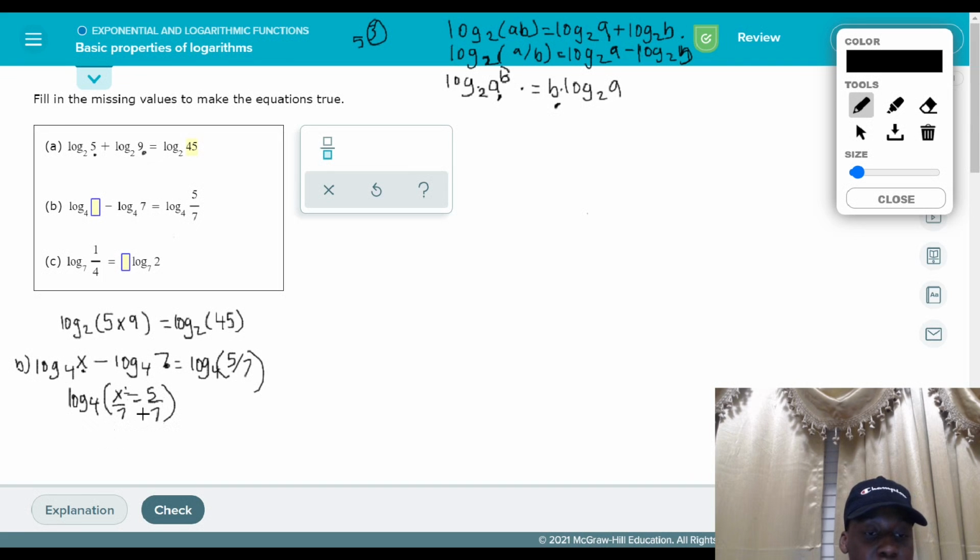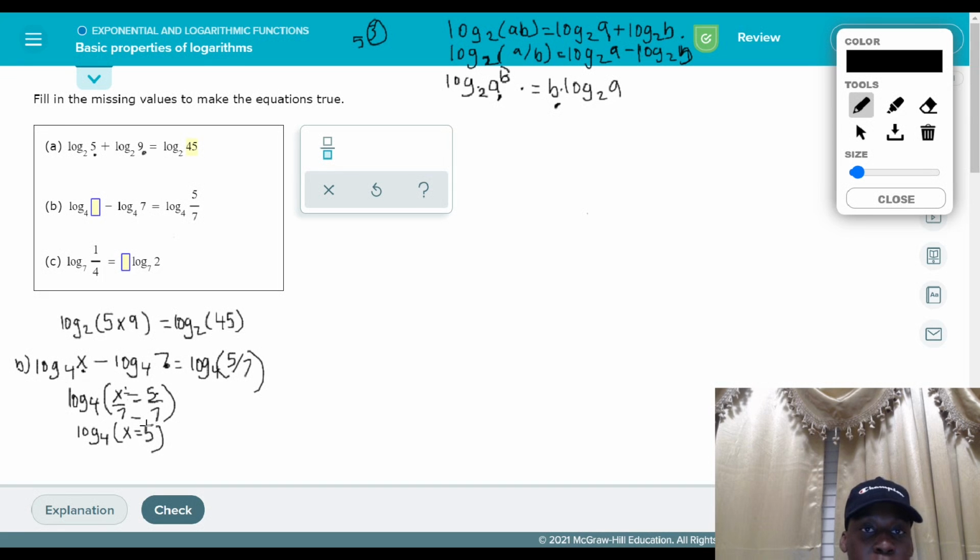A simple approach to doing this is, since the denominators here are both the same, whatever's here should also be the same as whatever's here. So basically this just means log 4 x should be equal to 5, right? The reason x is equal to 5 is because the denominators are the same.